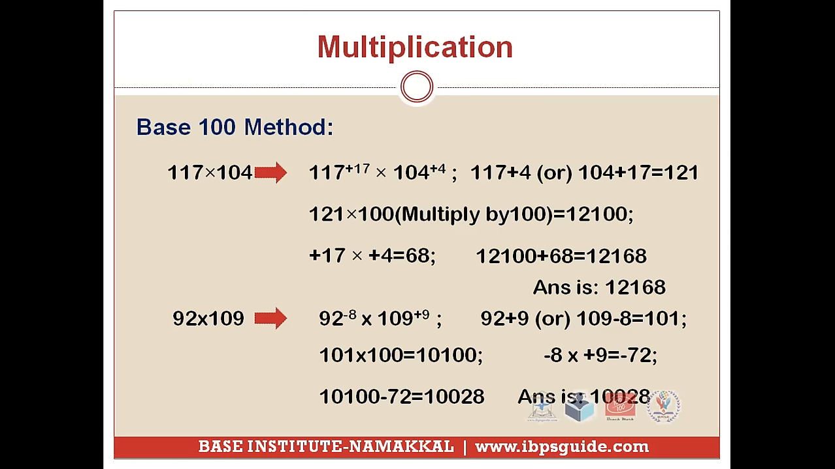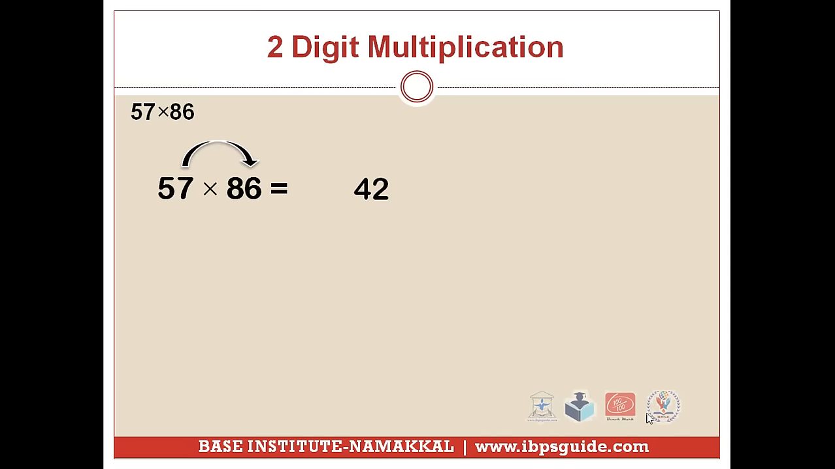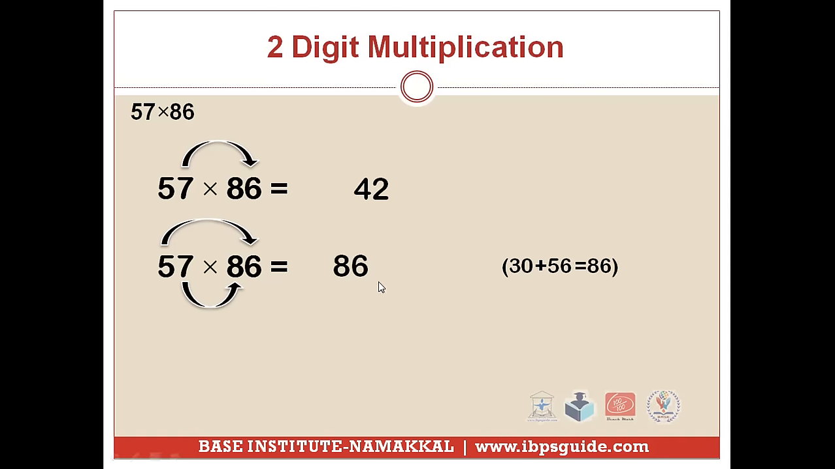Okay friends, let's move on to the next shortcut method. In multiplication of 57 and 86, first we multiply 7 into 6, and we get 42. And in multiplication of 5 into 6, we get 30. And in multiplication of 7 into 8, we get 56. Then we add these numbers, 30 plus 56, and we get 86. And then we multiply 5 into 8, and we get 40.